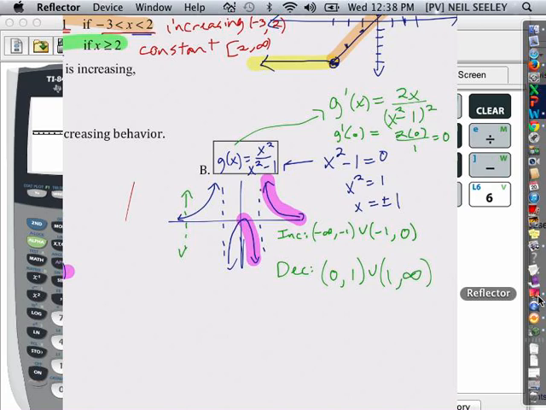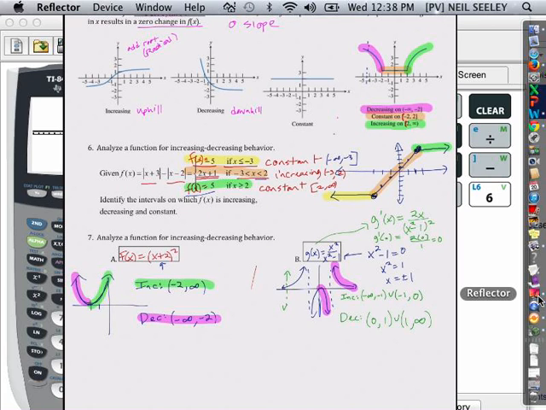Remember, I'm describing where it's going downhill, in the pink regions. I get that, but what are the x bounds of those? From 0 to 1, not including 0 or 1, and from 1 to infinity. Voila. All right, what do you think? So far, so good? Bring me back anytime.